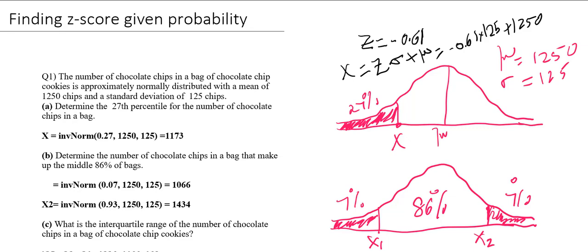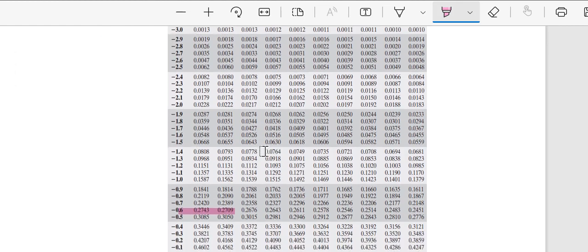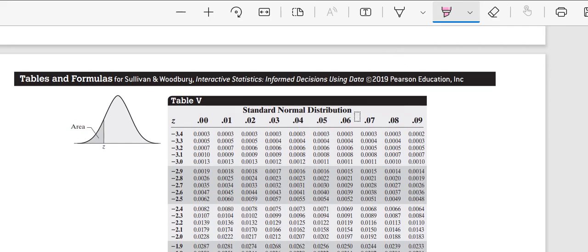Now, for B, we know that we need the 7% and we need the 93%. So if you want to use table 5 to find B, here's how you do it. First of all, guys, you need to go inside the table and find the 0.07. And the 0.07 is going to be, I think, this is the closest right here, guys. Right here, 0.0694. What's the z-score that corresponds to it? It's negative 1.4. And then you need to scroll up and figure out the second digit in the z-score. So it's negative 1.48.